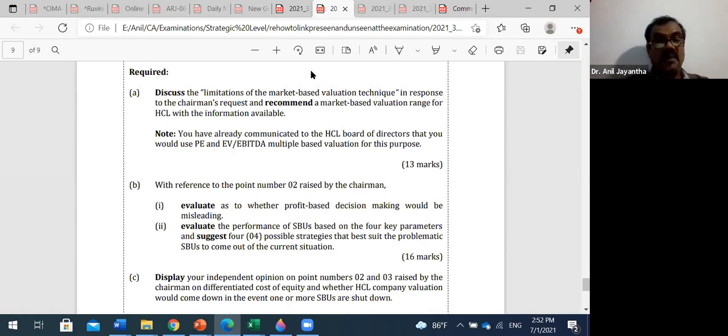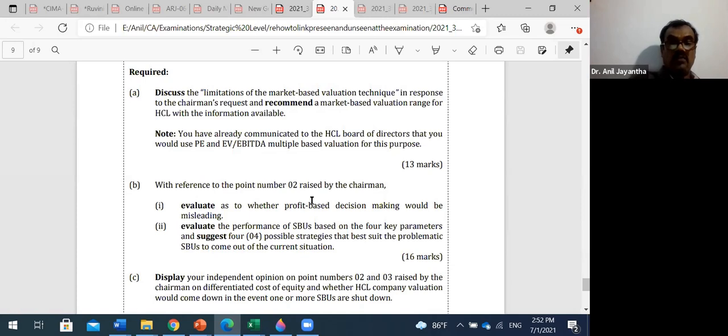But again, an additional note is also given. You have already communicated to the HCL board of directors that you would use PE ratio, earnings valuation, and EBITDA multiple based valuation for this particular case. So here again, you need not discuss other openly available market-based valuation techniques, but refer only to the PE ratio, earnings valuation, and EBITDA. That's it. Only two.